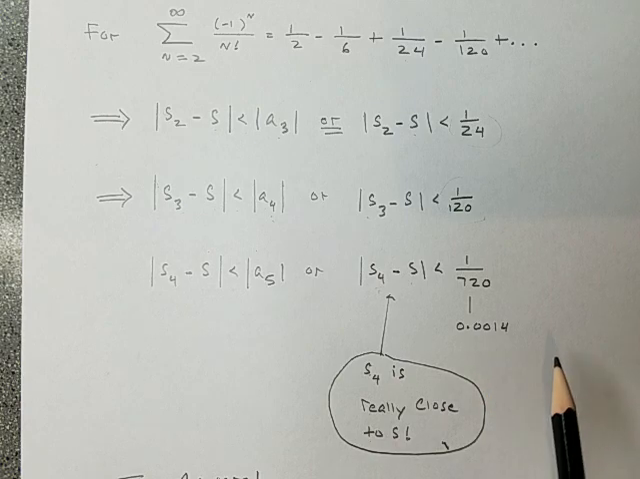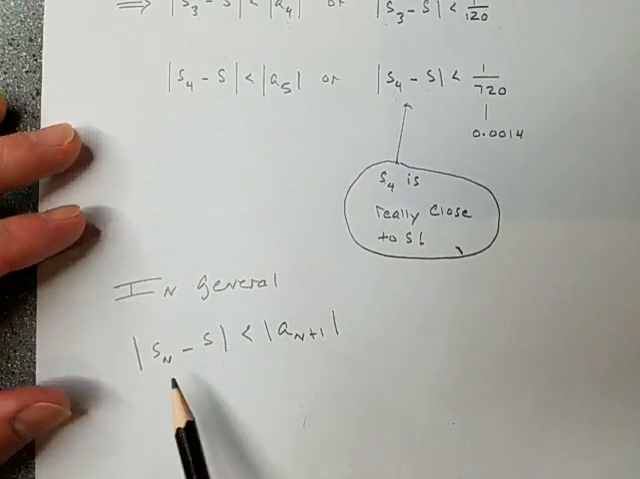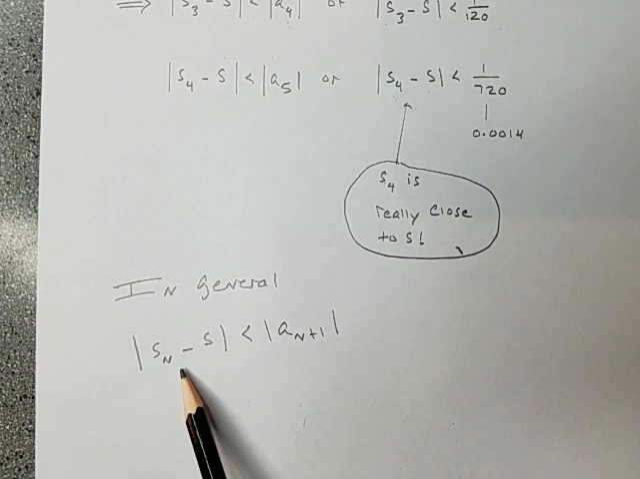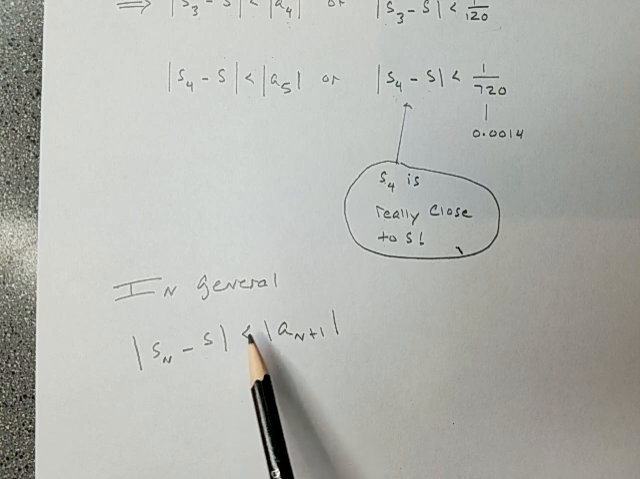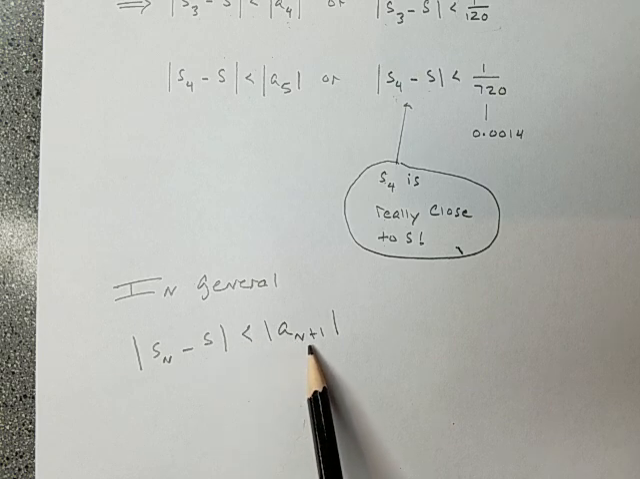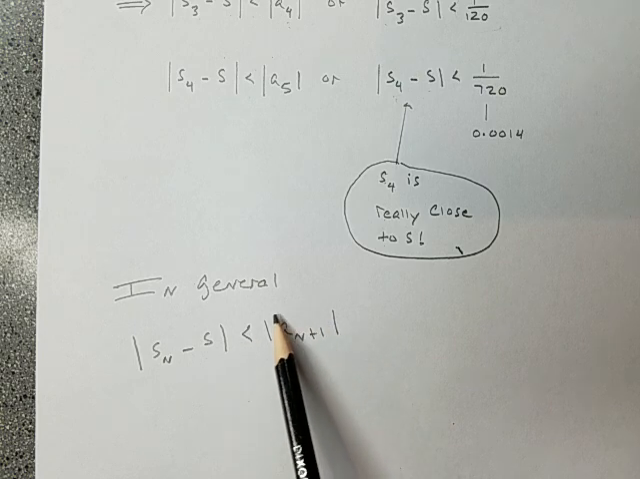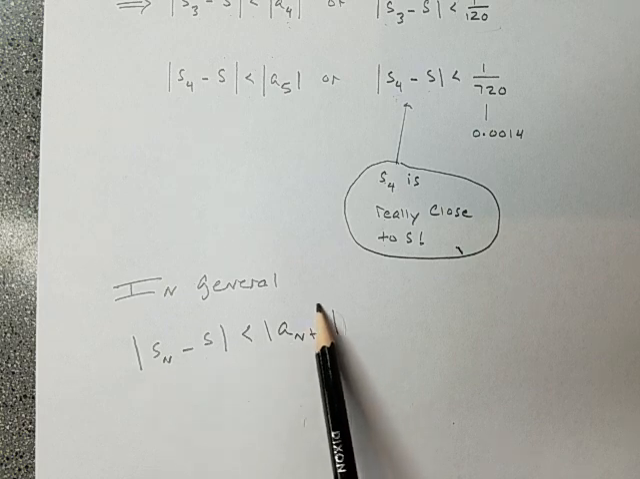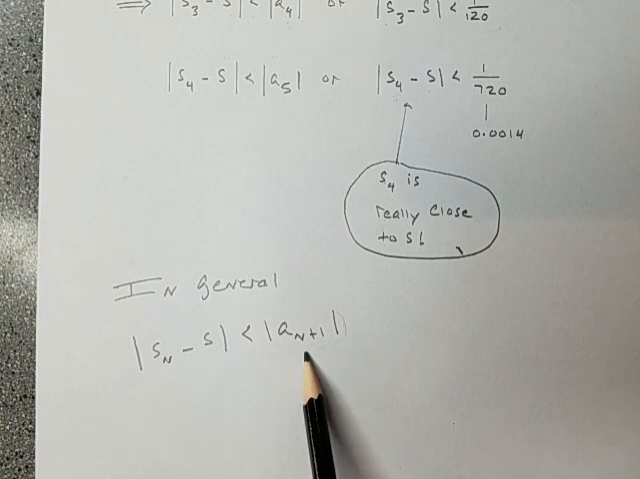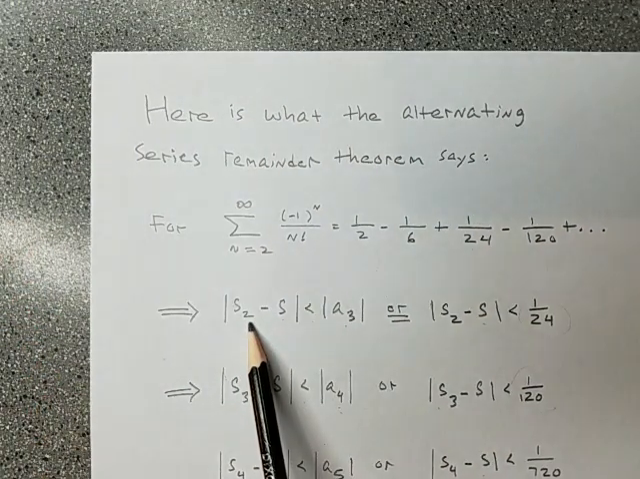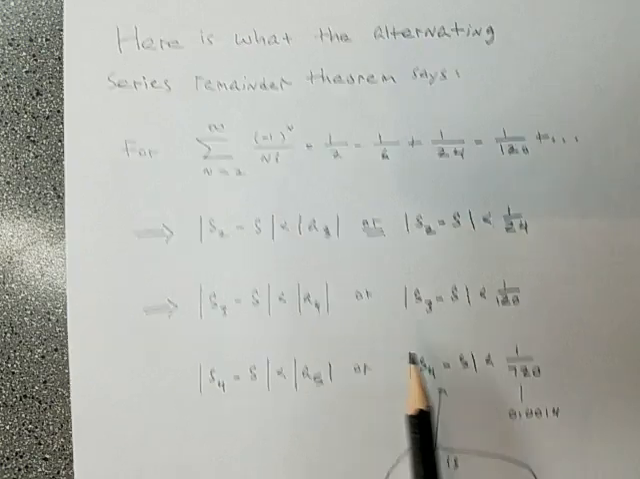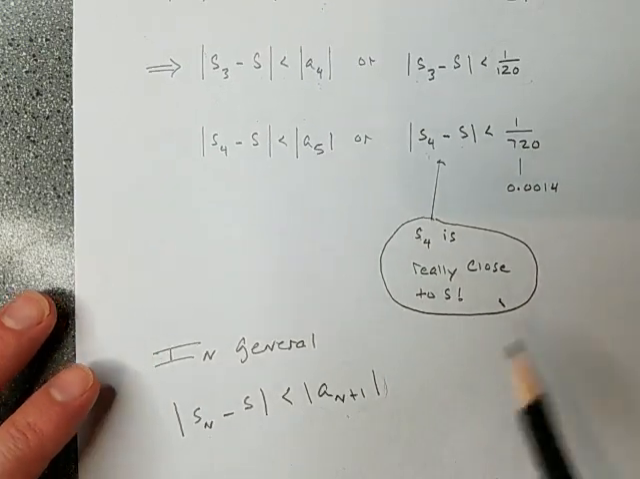So in general, here's what the remainder theorem says. The nth partial sum minus the sum is going to be less than a sub n plus 1. That's just the next term. The sum of the first n terms versus the term after that. Like the sum of the first two terms versus the third term. The sum of the first three terms versus the fourth term. That's all that this says.